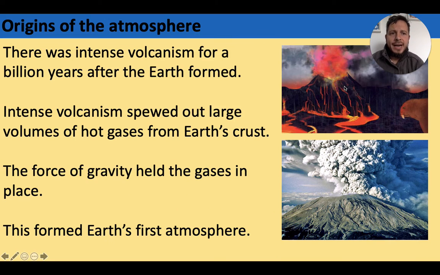So where does that original atmosphere actually come from? Well, you need to be aware of the volcanic origin of the atmosphere. There was intense volcanism for about 1 billion years after the Earth was formed, and this spewed out huge volumes of gases from the Earth's crust. The force of gravity allowed these gases to remain close to the Earth, so they were held in place and gradually an atmosphere formed around the Earth. So the origin of all the gases in the original atmosphere was volcanoes.